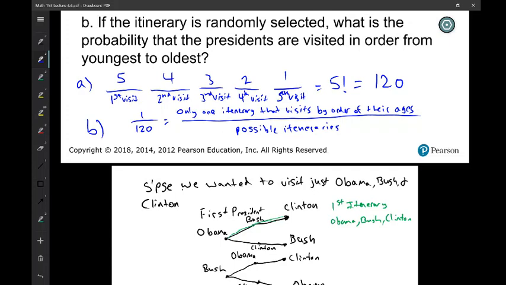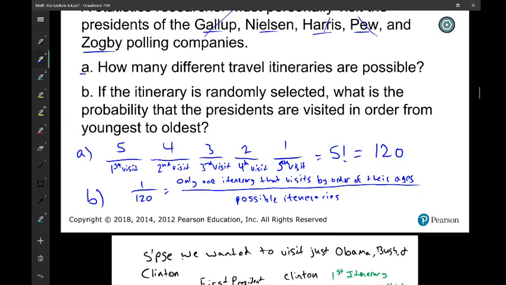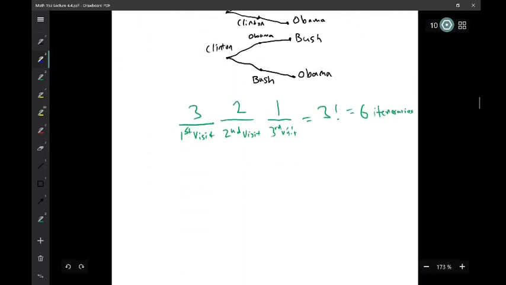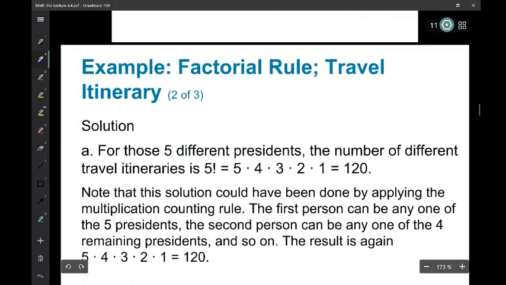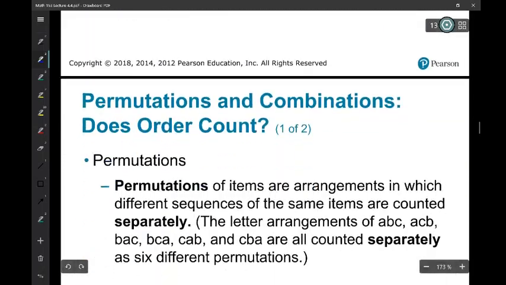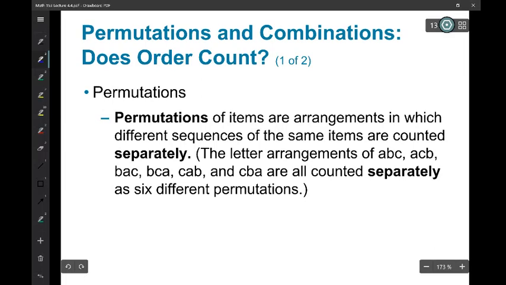So counting rules are very useful for determining sample space sizes, and also for determining the number of special events that comprise a given event. So they're crucial for calculating probabilities. So here's an example of a counting rule, the permutation rule.